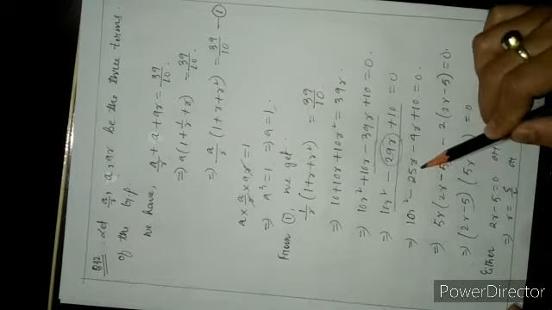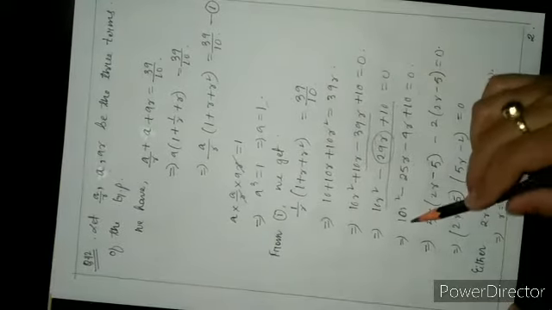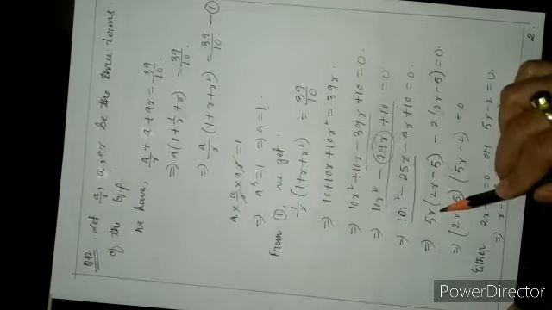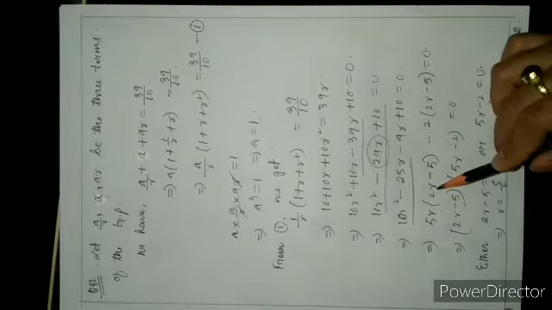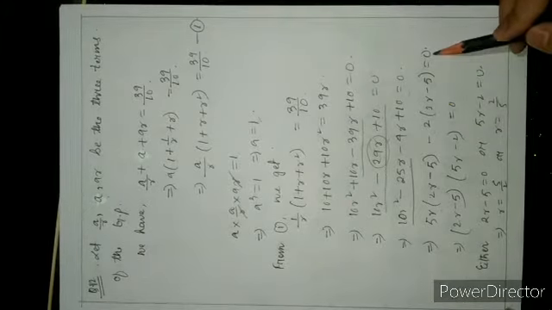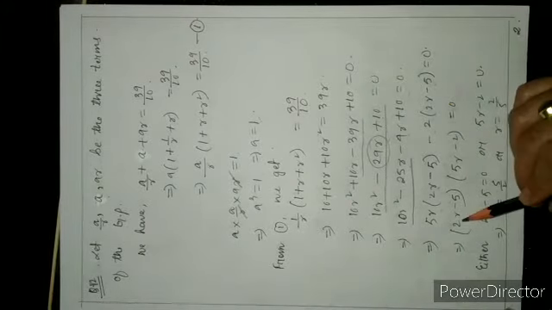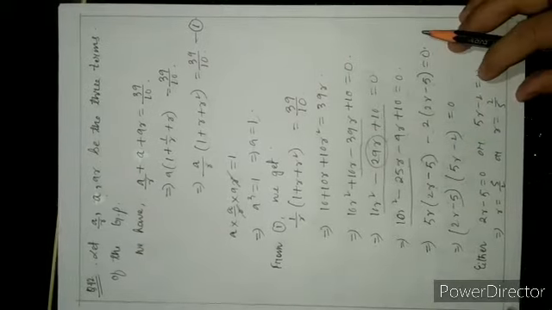10R square minus 25R minus 4R plus 10 is equal to 0. Taking common factors from the two pairs of terms, 5R common gives 2R minus 5, and minus 2 common gives 2R minus 5. So 2 times (R minus 5) is equal to 0. The common factor is 2R minus 5, and the other is 5R minus 2.